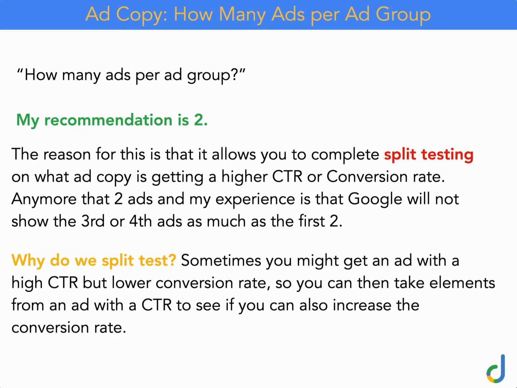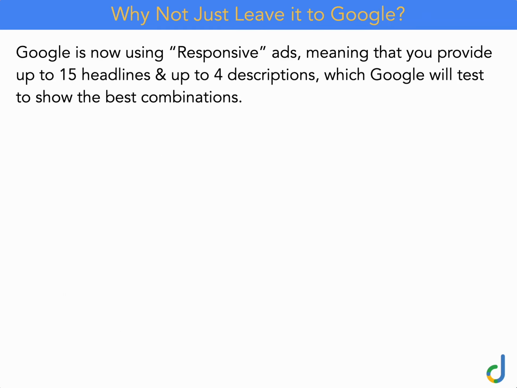So this comes to the question of, why do you use split testing? Sometimes you might get an ad with a high click-through ratio but lower conversion rates. So what you can do from there is take the elements from the ad with a high click-through ratio to see if you can also increase the conversion rate. People say, why do we still do split testing, and why not just leave it to Google? Because Google is using responsive ads, meaning that they let you provide up to 15 headlines and descriptions, which Google will test to show the best combinations.